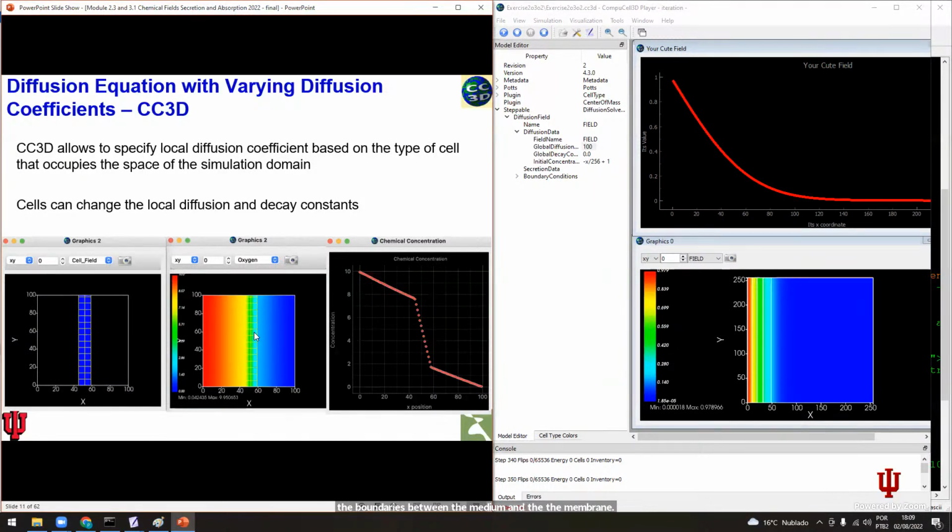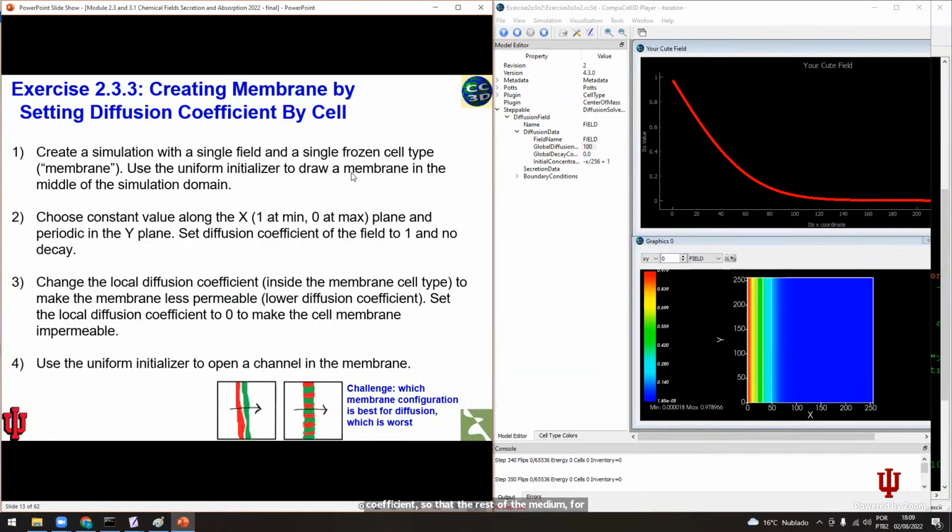And to do this type of thing, you need to set a different diffusion coefficient for different cell types. So the diffusion coefficient of the cells that compose the membrane has to be different from the diffusion coefficient of the rest, of the medium, for example, okay? And then we are gonna create this membrane as an exercise and see what happens.